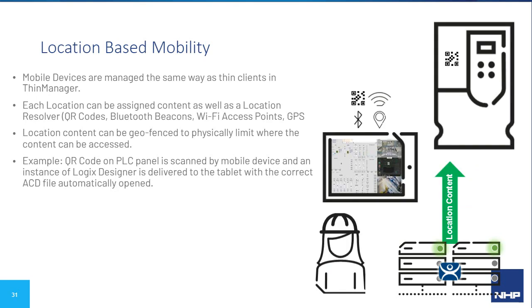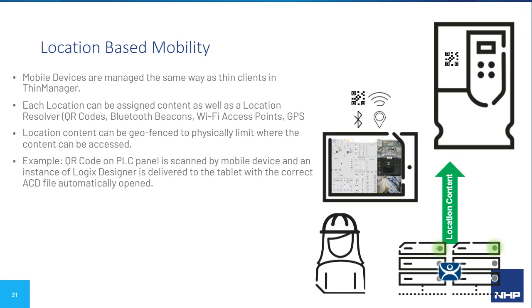With location-based mobility, we manage the mobile devices in the same way as Thin clients in ThinManager, but we resolve somebody's location using one of 4 technologies. A manual resolution with a QR code is simply just that. An engineer, for example, with a tablet, scans a QR code on the PLC and gets the ACP file opened in logic in relation to that device.